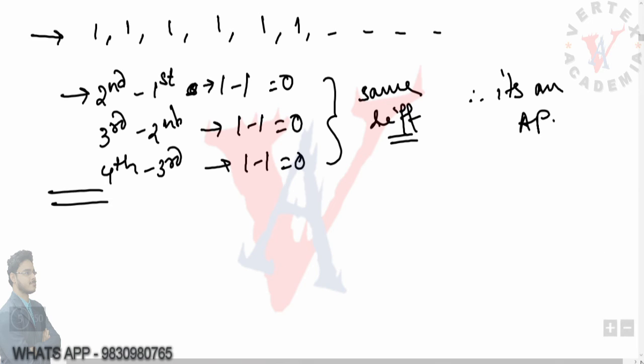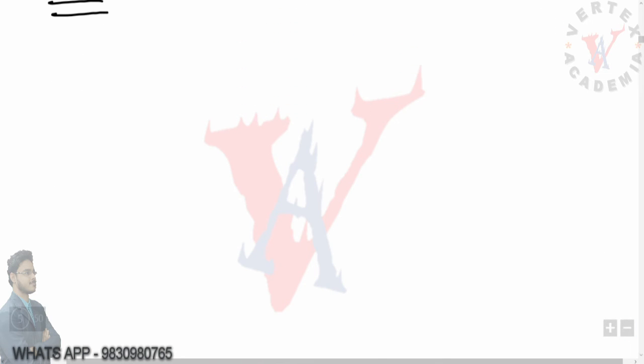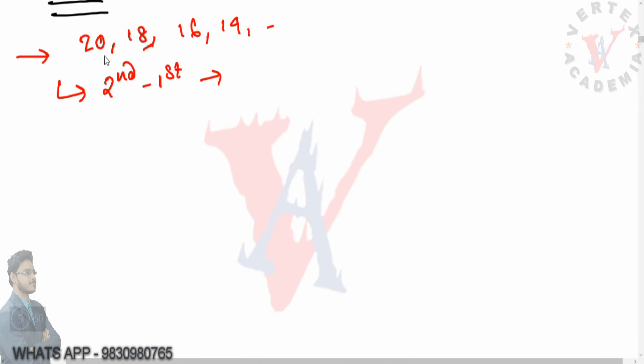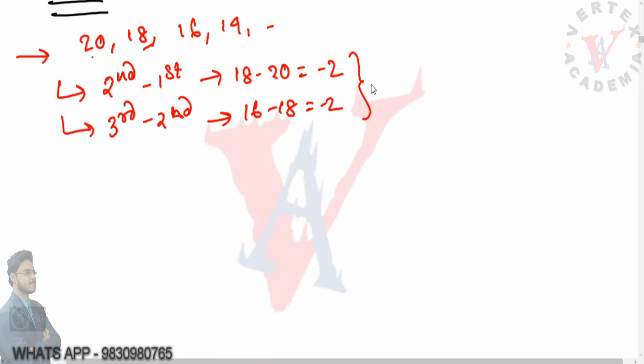Okay, looking at some more examples. Let us take something like 20, 18, 16, 14, like this. So here if you compute second minus first, second is 18 minus 20, right? So 18 minus 20, always a term minus its preceding term. So 18 minus 20 is minus 2. Again, third minus second is 16 minus 18, again minus 2. If you keep on doing, you will get the same difference, minus 2, minus 2. So this is also an AP, right?